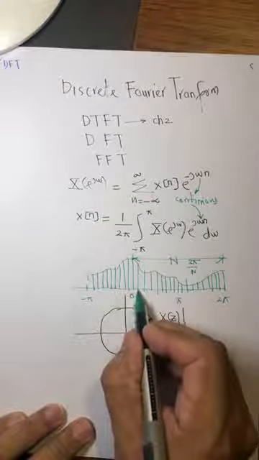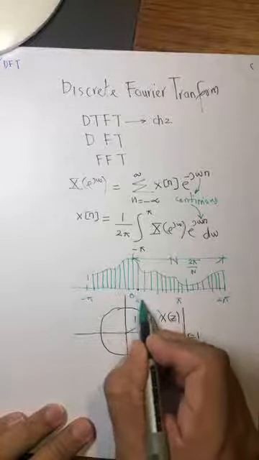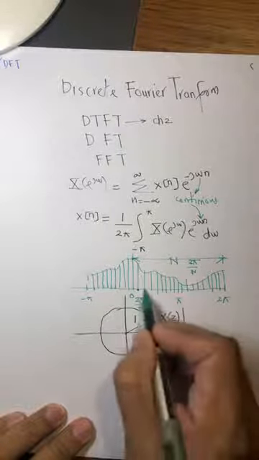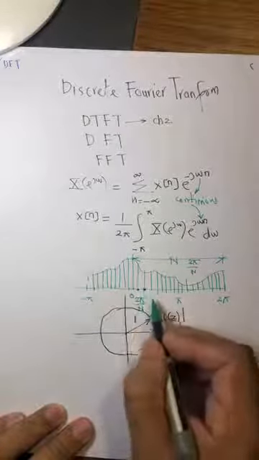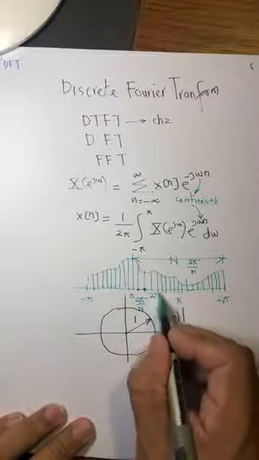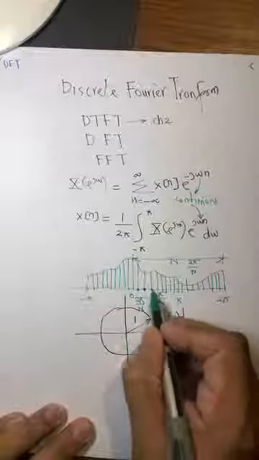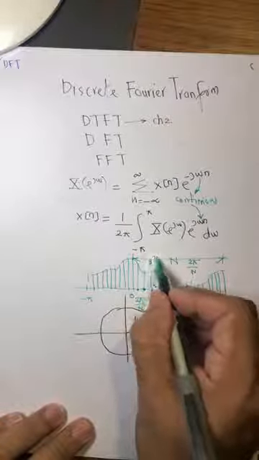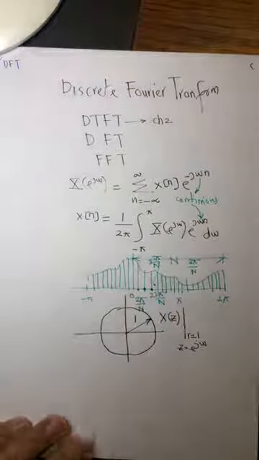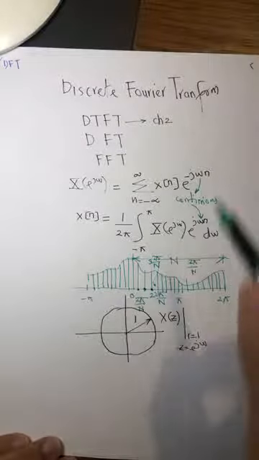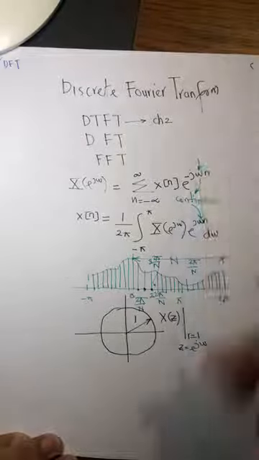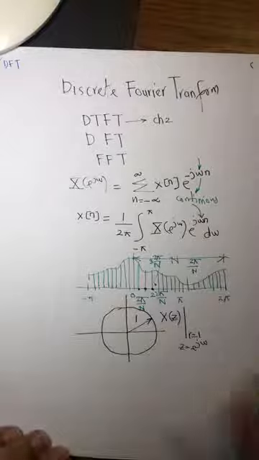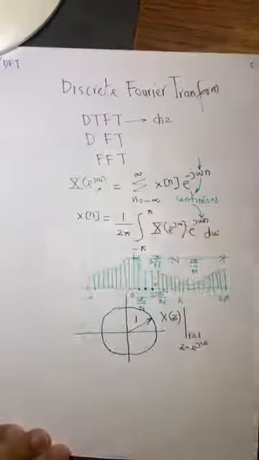So the first value of the frequency will be 2π over N. The second point at which you calculate the frequency is 2 times 2π over N. The third one will be 3 times 2π over N. So you can just have discrete intervals and keep putting these values in ω, and you get this.